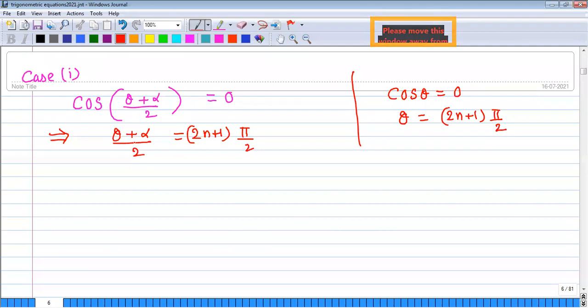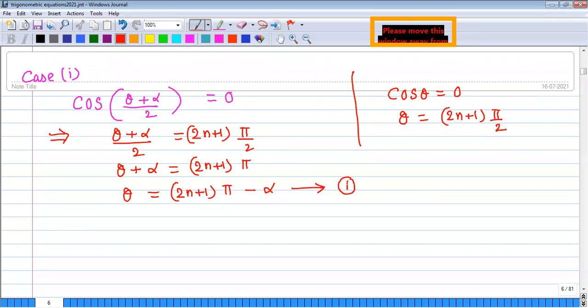The 2 gets cancelled. We have theta plus alpha is equal to 2n plus 1 pi. We need theta. That's the general solution. Theta is equal to 2n plus 1 pi minus alpha, we can write it. Say this is equation 1. Is it clear? Now go to case 2.